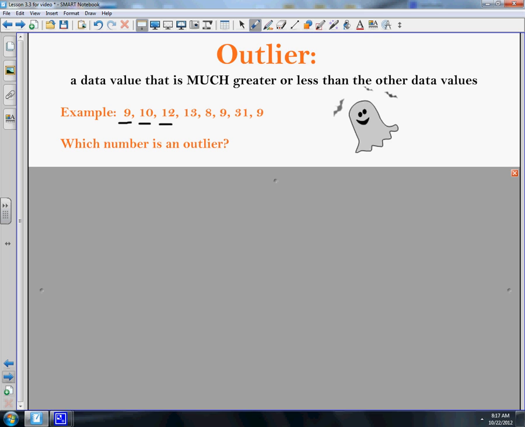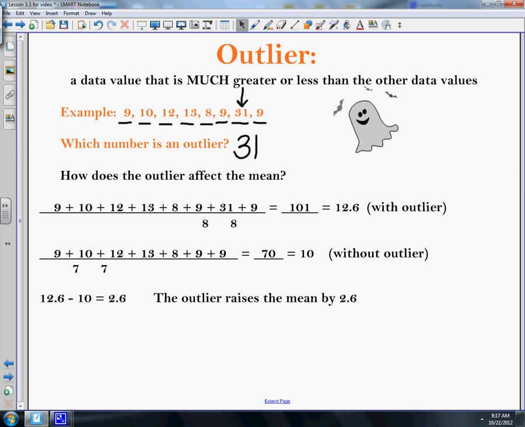9, 10, 12, 13, 8, 9, 31, and 9. Which number is an outlier? So this one's pretty easy to see that 31 is my outlier because it's way larger than the rest of the numbers. Now, how does the outlier affect the mean? Well, it makes quite a big difference.